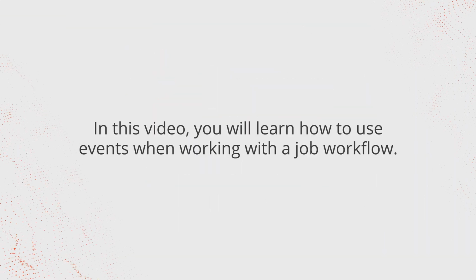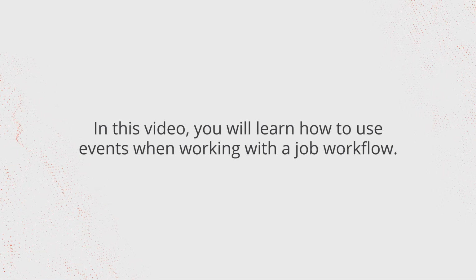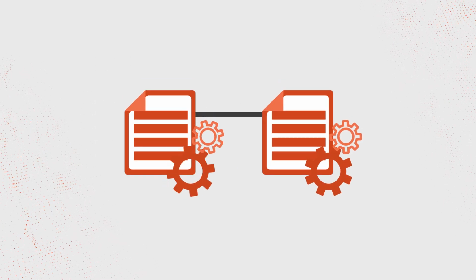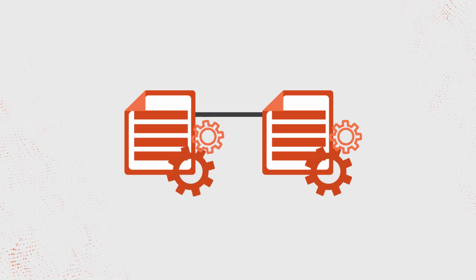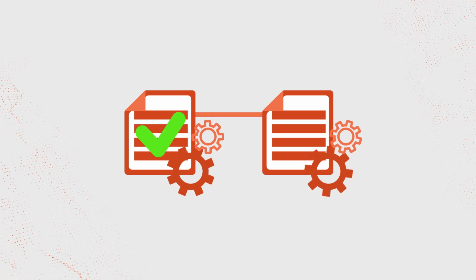In this video, you will learn how to use events when working with a job workflow. Events enable you to create dependencies between jobs. When you have a dependency, a job will not run until it is triggered by the required event.